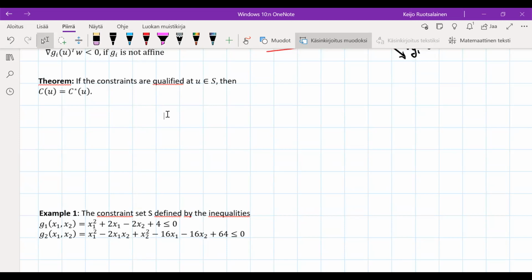So maybe I will put the proof of this theorem in the lecture notes. I noticed that there are several theorems which are at the moment without the proof, but I will include the proofs at some point.